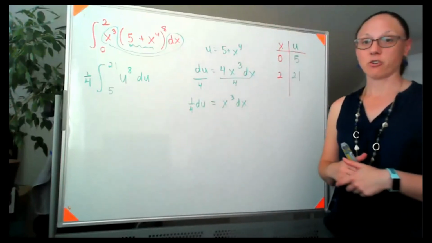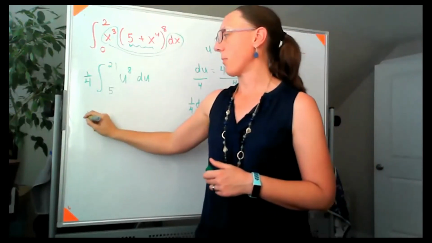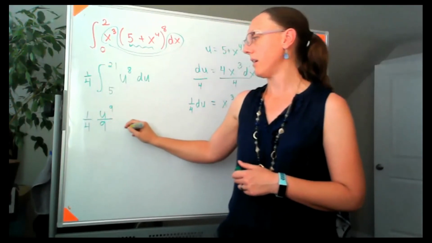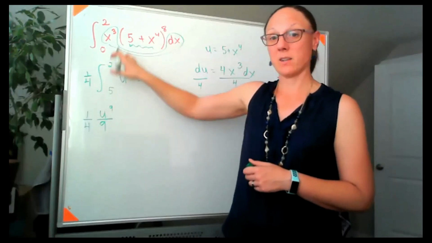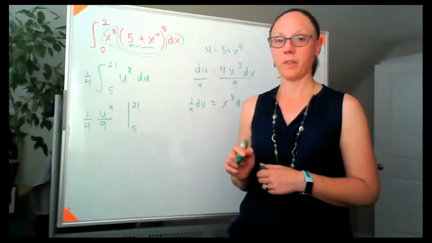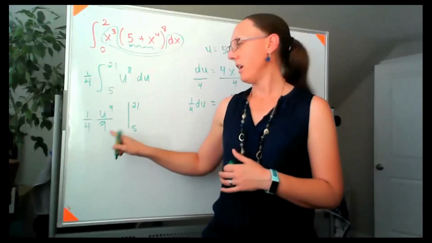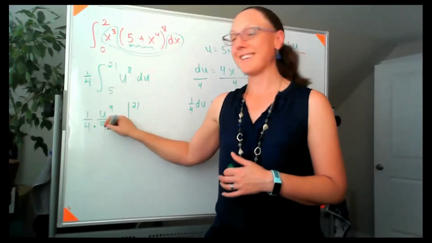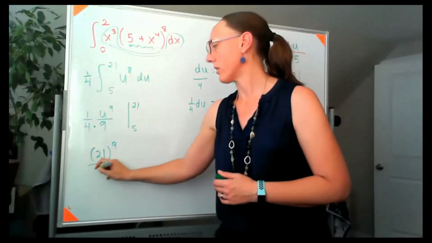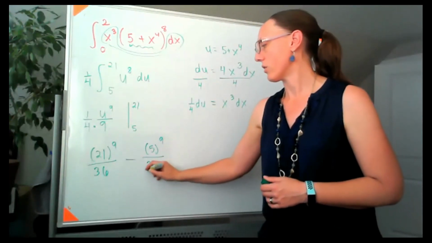Now I'm going to find that antiderivative, add 1 to the exponent, divide by the new exponent. So my 1/4 is coming along for the ride. I'll have u to the 9th divided by 9. I don't need plus a constant because it was a definite integral. I'm going to plug in the 5 and the 21. We're going to plug in the top, subtract off plugging in the bottom. 4 times 9 is going to give me 36 in the denominator. So I'm going to have 21 to the 9th over 36 minus 5 to the 9th over 36.